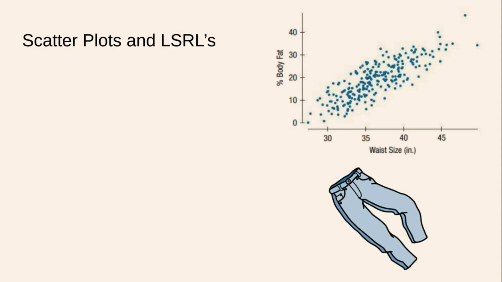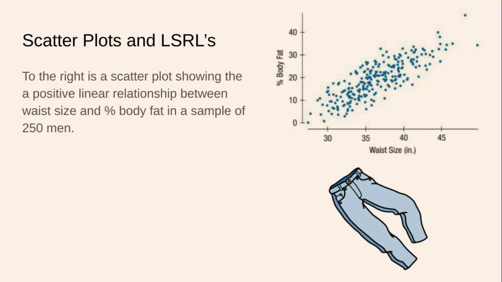So let's look back at our old friend, the scatter plot. To the right is a scatter plot showing a positive linear relationship between waist size and percent body fat in a sample of 250 men. So you have waist size on the x-axis and percent body fat on the y-axis.